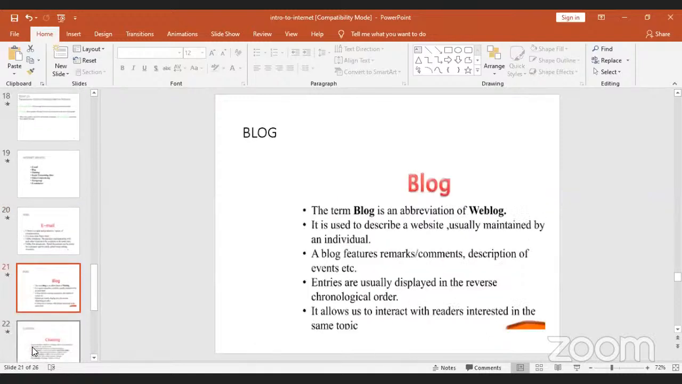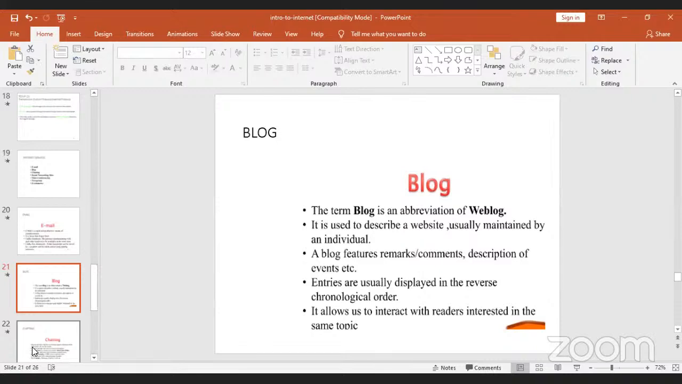Now, another thing we have is a blog. The term blog is an abbreviation of web log. It is used to describe a website usually maintained by an individual. So you call it a blog, but it's actually a weblog. A blog features remarks, comments, descriptions of events, and so on. On the internet we have different bloggers now, and we're not even sure which one is authentic and which one is fake. That has brought us to different research on fake news identification.